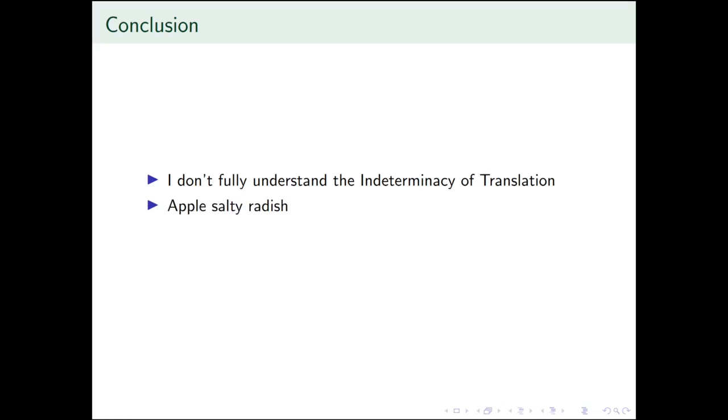So, apple salty radish and now pear salty radish too. Plantain kiwi stir fry and be kind to each other.